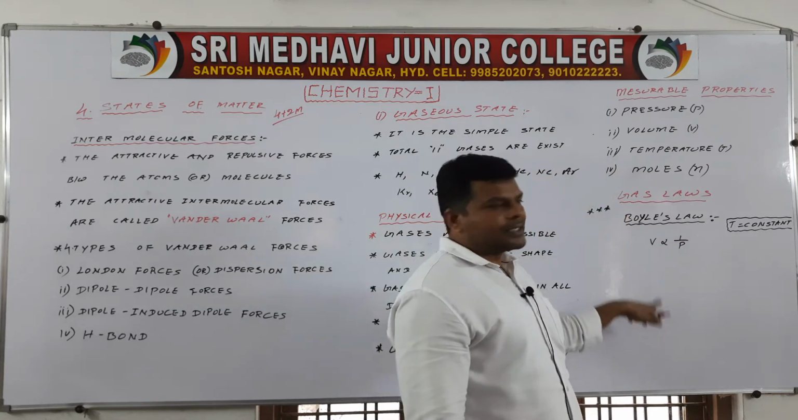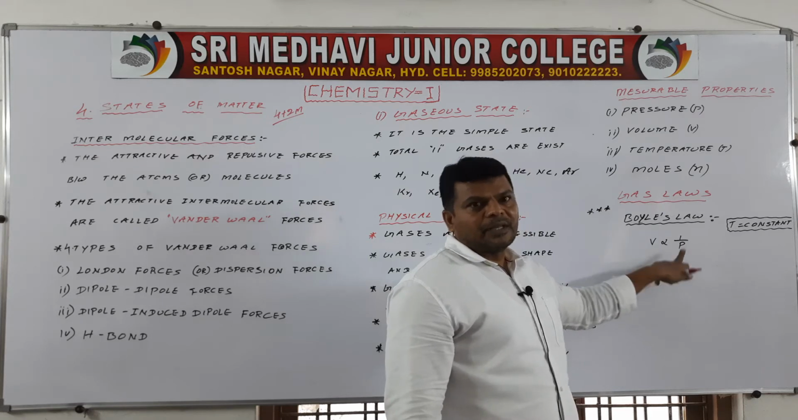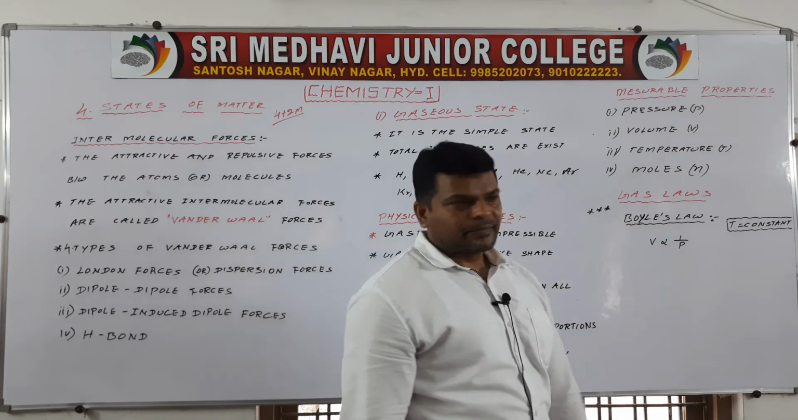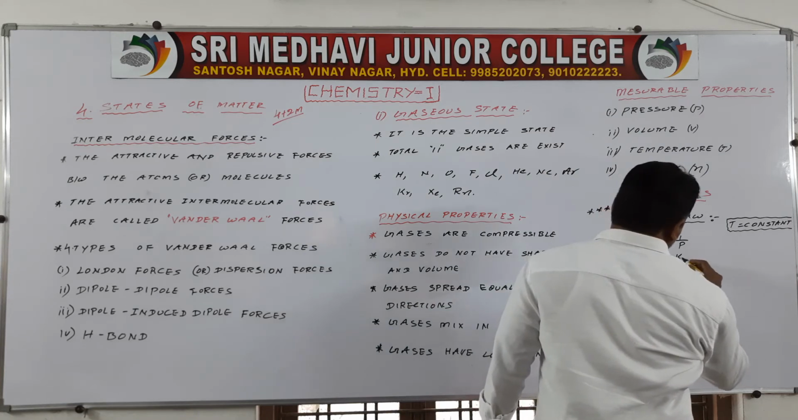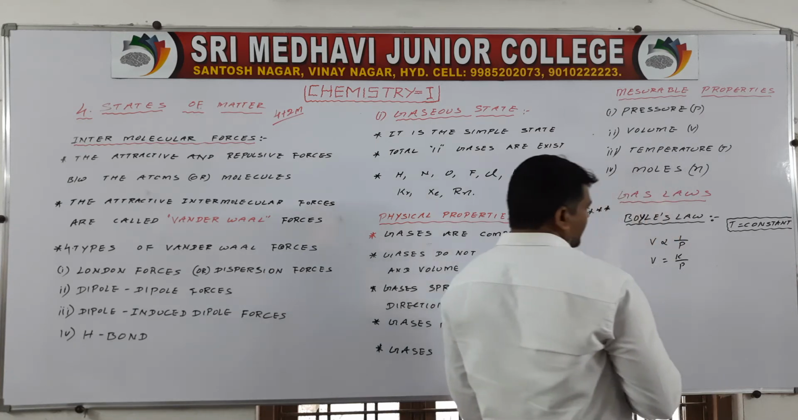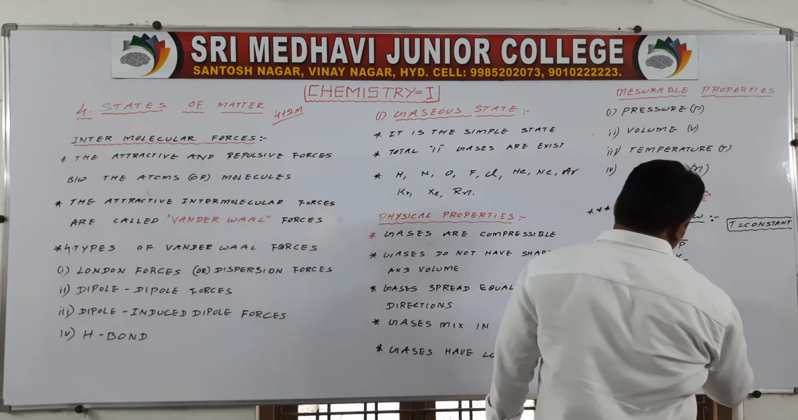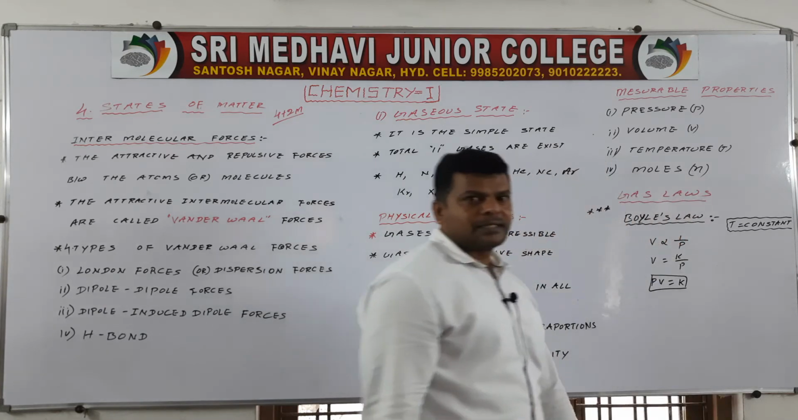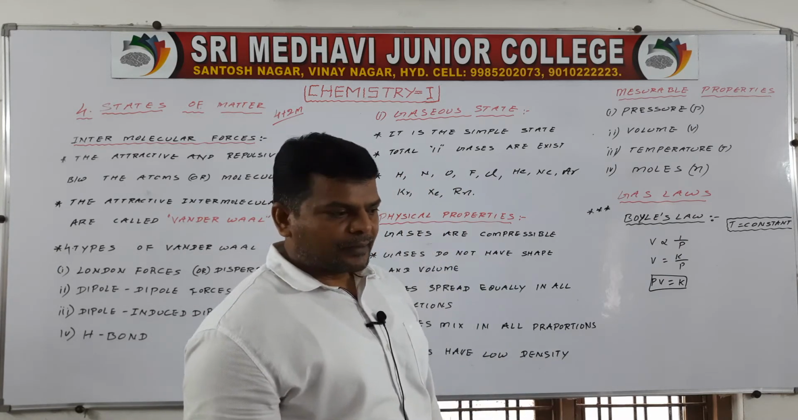At constant temperature, the volume of the gas is inversely proportional to its pressure. It is called Boyle's law. To remove the proportionality, I am keeping a constant. So PV equals K. It is Boyle's law.